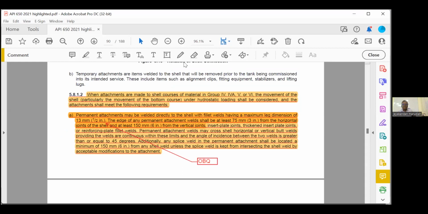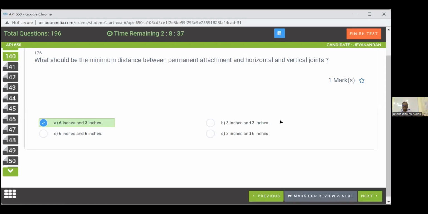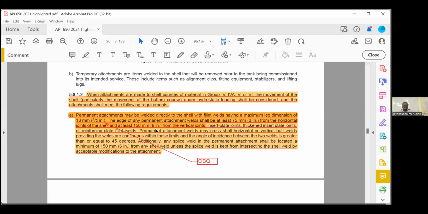See, they are giving 3 inch from horizontal and 6 inch from the vertical. So horizontal first, but here, okay, 6 inch from the horizontal. Okay. No doubt. See, 3 inch from horizontal, 6 inch from the vertical.